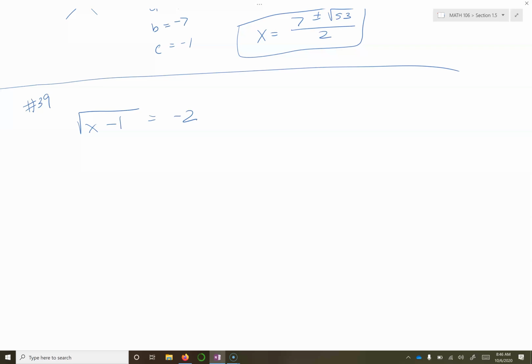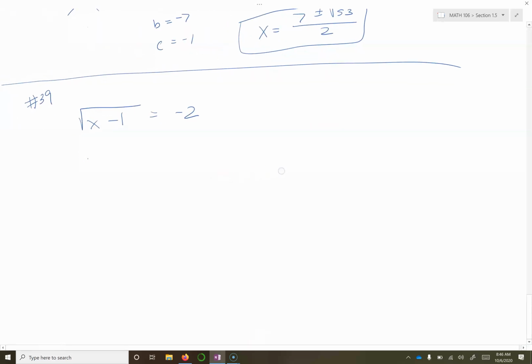So this is a problem where we're going to want to square both sides, right, to get rid of the square root. So when we do that, we're going to have x minus 1 equals negative 2 squared. So x minus 1 equals 4, right? And then x equals 5. All right, so it seems like we have x equals 5.